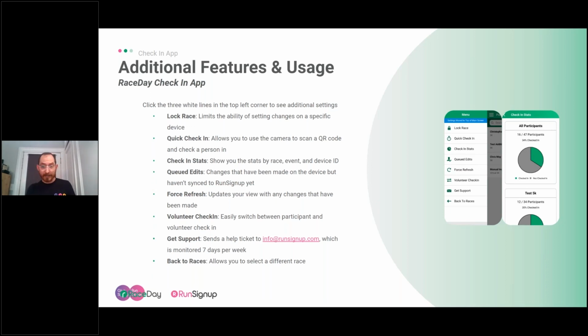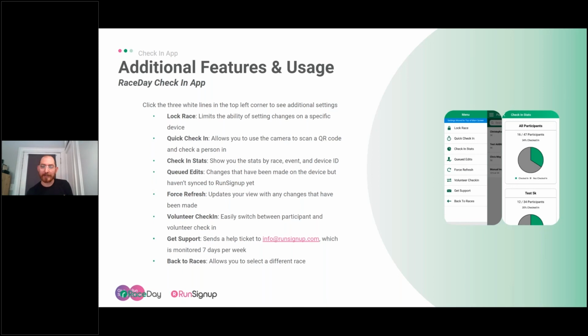Check-in stats allows you to see the stats by race, event, and device. On the right here, you can see all the different stats in a pie chart. It's pretty good to know if you're a coordinator and you just want to see how many more participants are going to come up before the actual race starts. We still have 30% of the people not checked in yet. We could potentially get another 20% of the folks show up before the gun goes off. We might get a rush, that kind of thing.